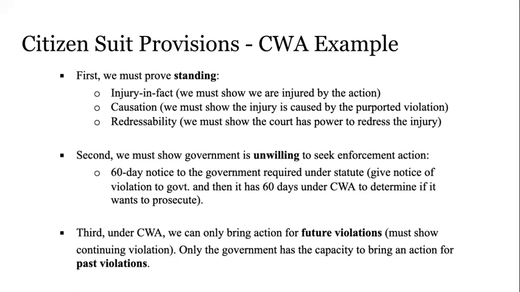First, you've got to prove standing, that injury in fact. You must show that you've been injured by the action. Causation: we must show the injury is caused by the purported violation. And redressability: we must show that the court has the power to redress the injury. So that's first, there's got to be standing.